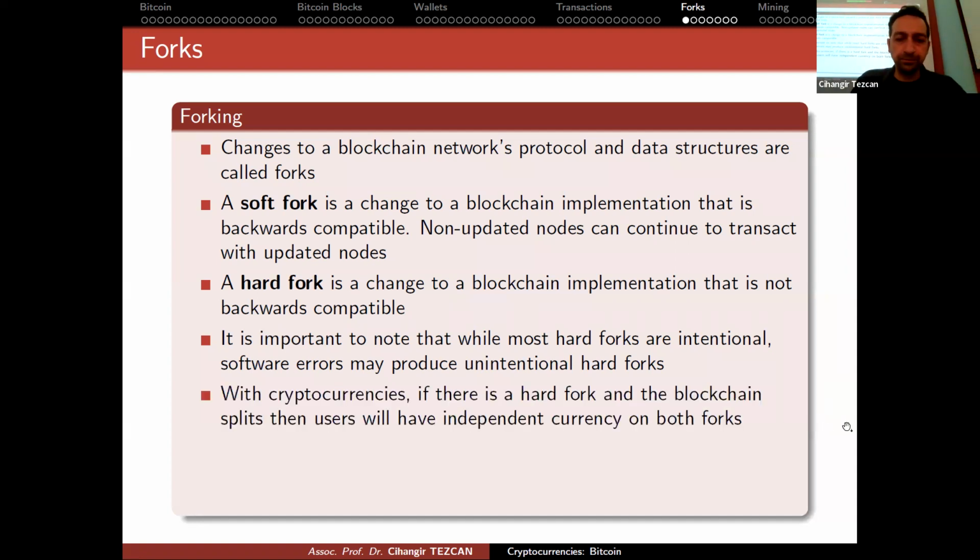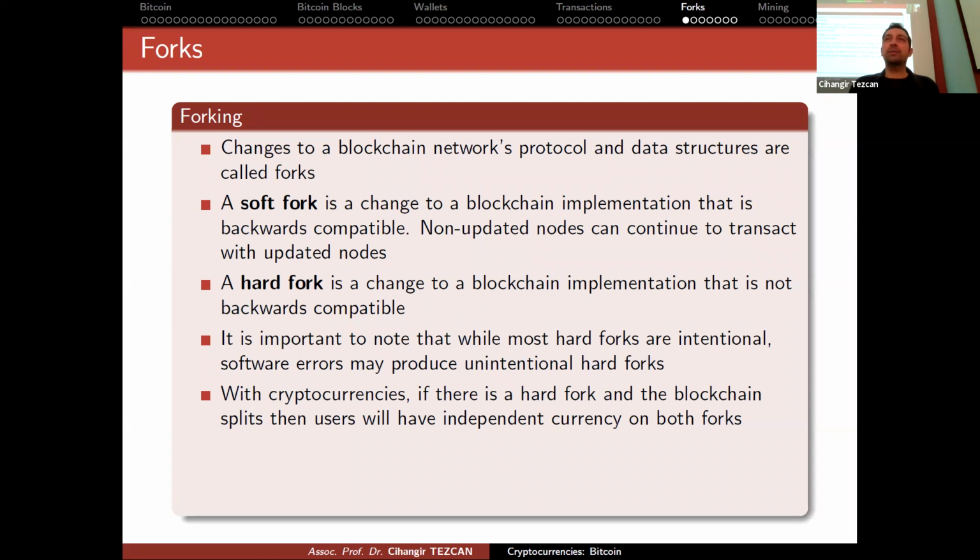Okay, so this would be an example of an unintentional hard fork. Okay. With cryptocurrencies, if there's a hard fork and the blockchain splits, then users will have independent currency on both forks. So I will talk about Bitcoin Cash in a moment, but in that hard fork, before the hard fork, if you had 5 Bitcoins, after the hard fork, you have 5 Bitcoins and 5 Bitcoin Cash. That is the good thing. So you actually double your amount of money.